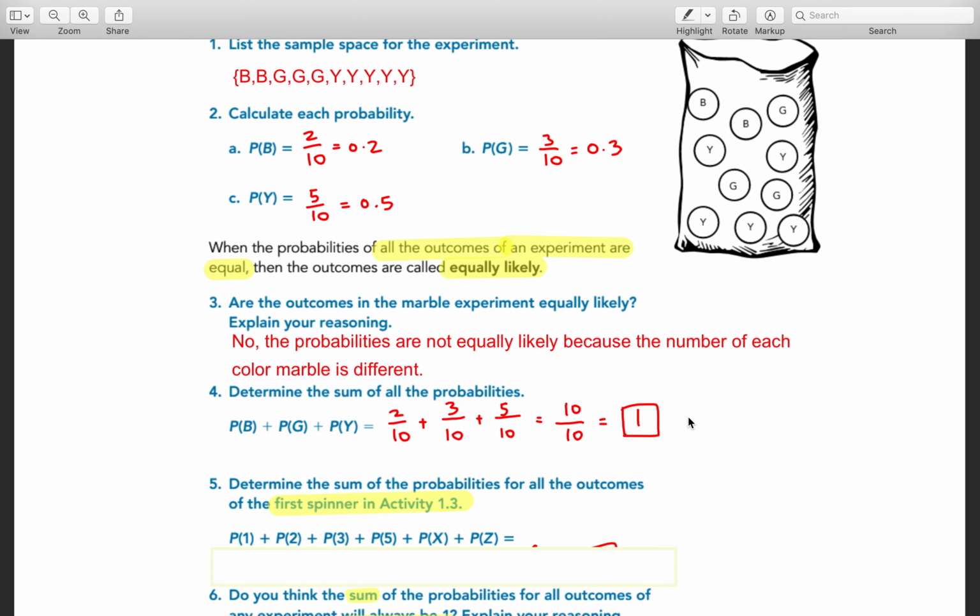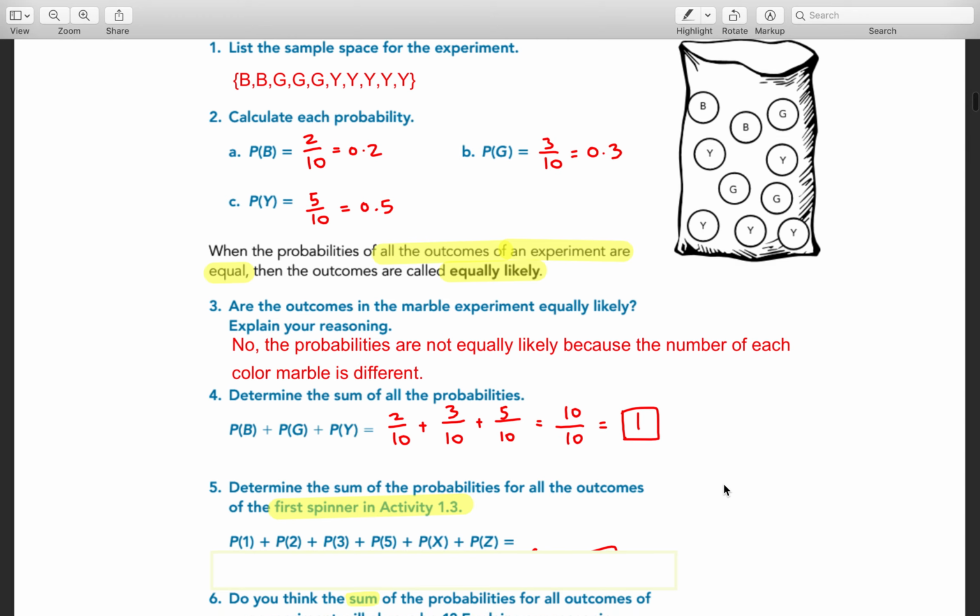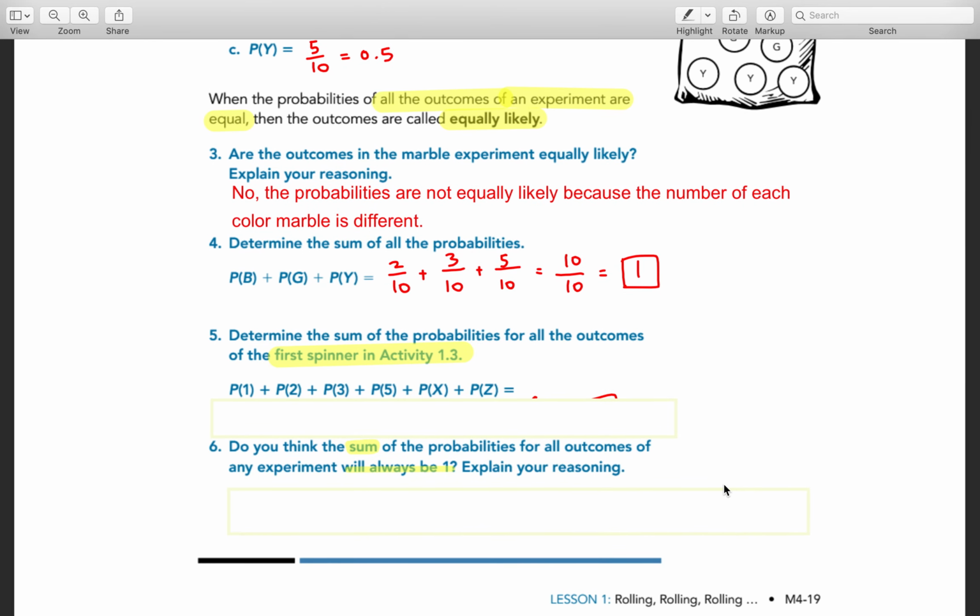If you move your decimal place to the right twice, or just multiply 1 times 100, because a percentage is over 100, we get 100%. So 1 as a whole number is the same thing as 100%. That makes sense because we're trying to find the sum of all the probabilities. So the probability of you drawing a blue plus a green plus a yellow is going to be 100%.